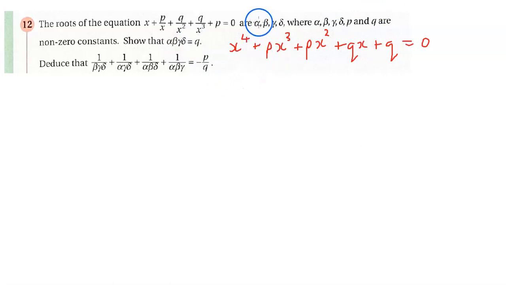We know that all of the roots multiplied together give the constant term for a polynomial of degree 4. If it's a polynomial of degree 3, all three of the roots multiplied together give the negative of the constant term. So just be careful there. Alright, and since this equation has roots alpha, beta, gamma, delta, it immediately shows that q is equal to alpha, beta, gamma, delta. So no worries there for that part.